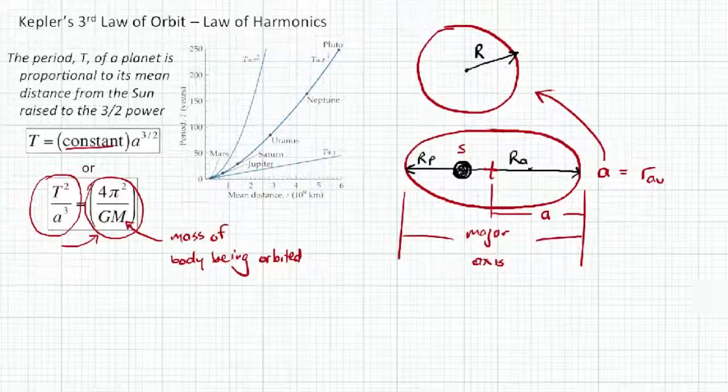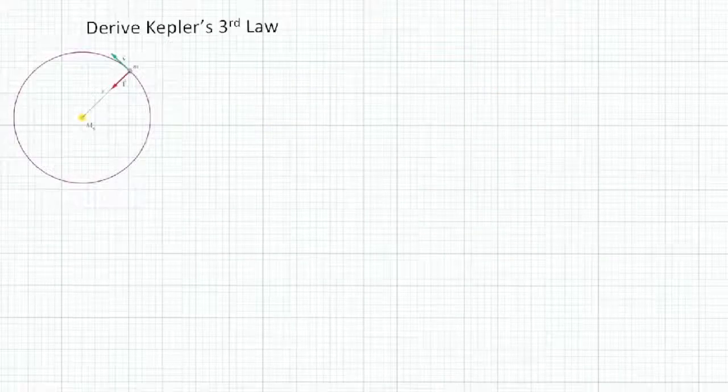In the next slide, I'm going to show you how we derive that, and then we can just go ahead and start using it. So let's just say we have a circle. It applies to circles and also applies to ellipses as well.